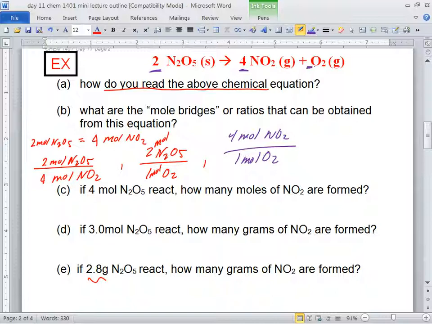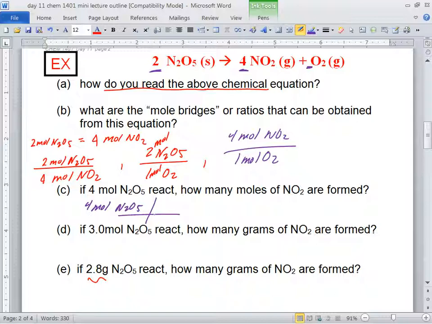Okay. So let's try a few of these problems here. If 4 moles of dinitrogen pentoxide react, how many moles would you say, Stephen, of nitrogen dioxide are formed just by looking up there? Can you do it in your head? He says 8, right? I'm so bad at doing stuff in my head. He's probably right. I can't do it in my head. I have to do it this way. I make the box. Let's see if he's right.